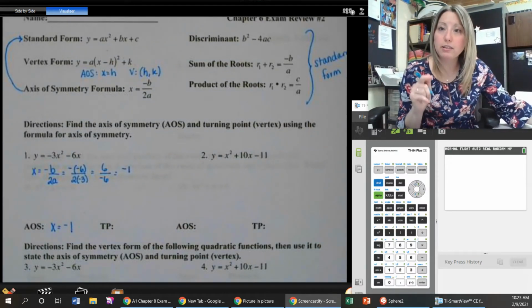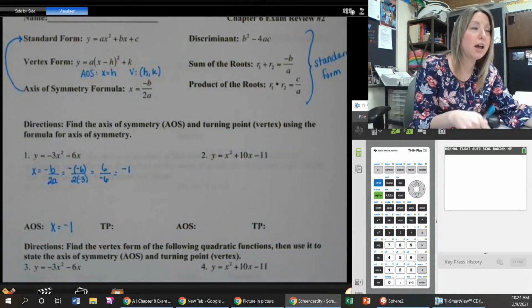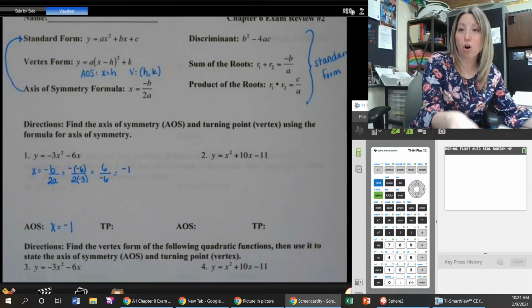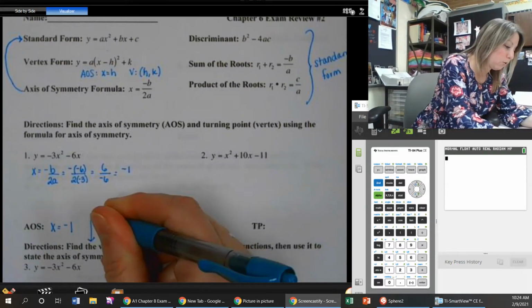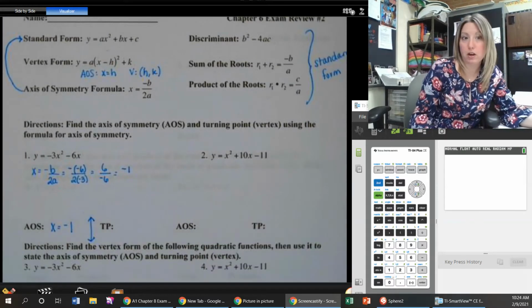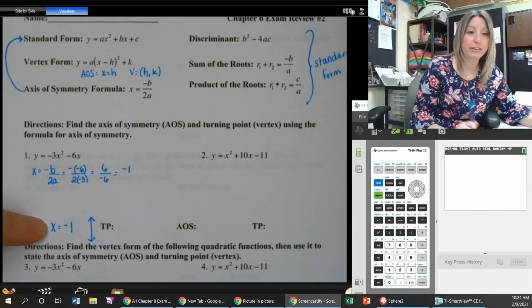Remember that your axis of symmetry is a line, and it's always an x equals line because it's always straight up and down, or vertical, as we say. So you always have to have it as an equation.